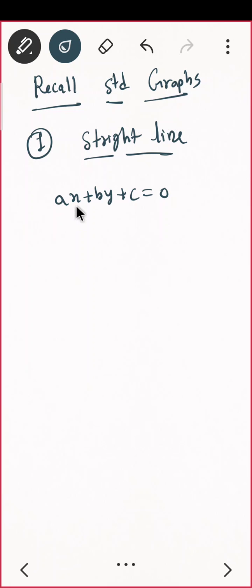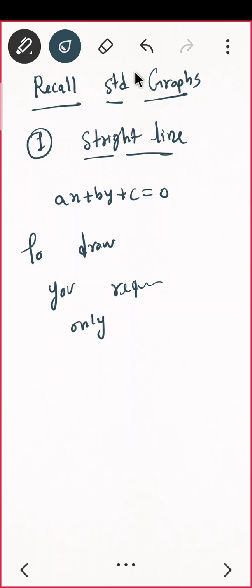You must see the degree of x and y. The degree of x is 1, the degree of y is also 1, so you have a straight line. That is called linear. When you have degree 1, that is called linear. Is that okay? And to draw a straight line, you require only 2 points. Do you agree? At least 2 points, I think I should add. If you have more than 2, that is also correct.